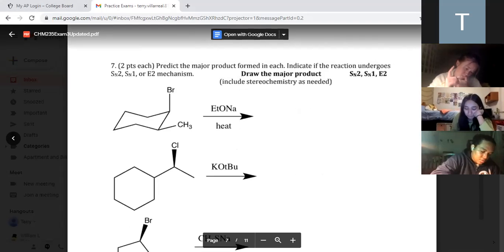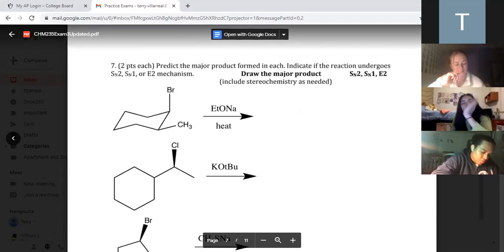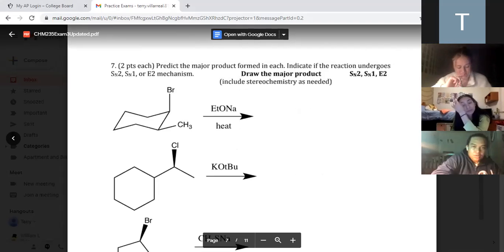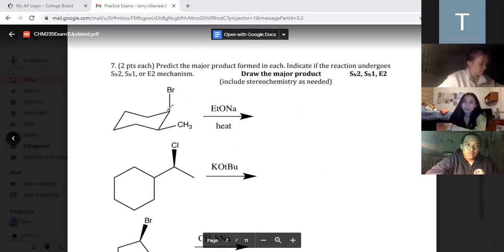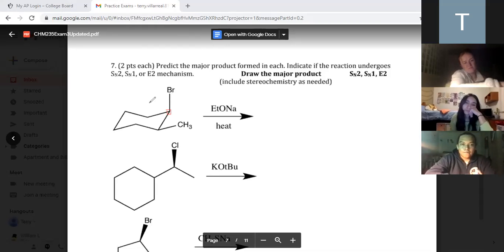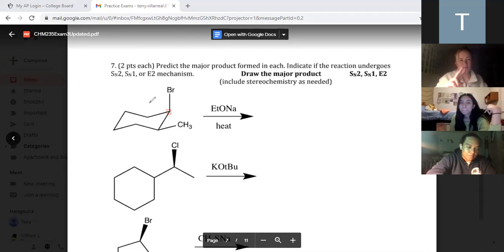Let's think about this. So EtO- Na+, is that a good, well, actually take a step back. First thing, as I said, is let's take a look at our carbon that our leaving group is attached to. What type of carbon is that? Methyl, primary, secondary. Secondary, yeah. It's a secondary, so we didn't eliminate anything, all right?